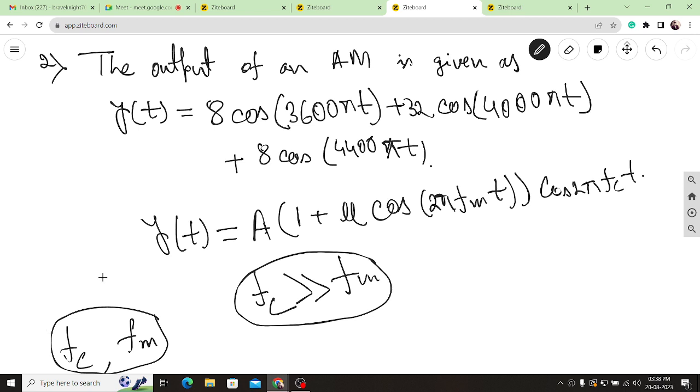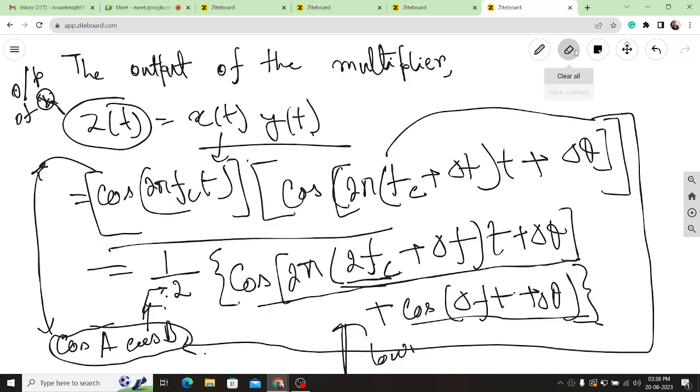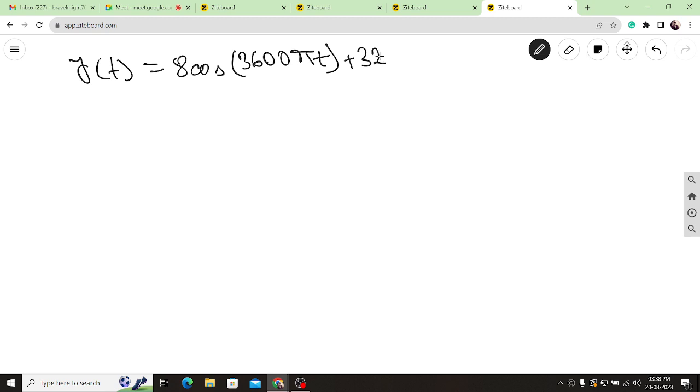Okay, so this question is pretty straightforward because y(t) is given as 8 cos 3600 pi t plus 32 cos 4000 pi t plus 8 cos 4400 pi t. You can write your answer in the chat box also.